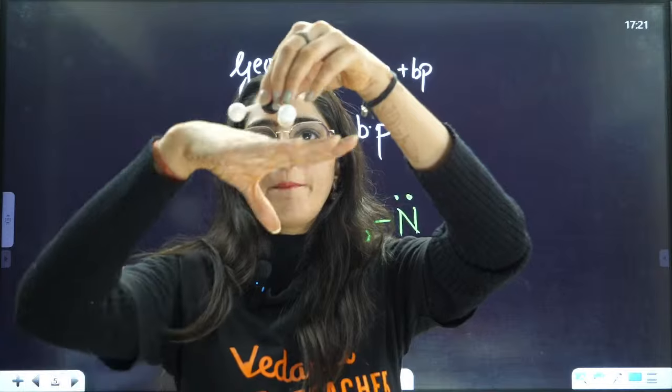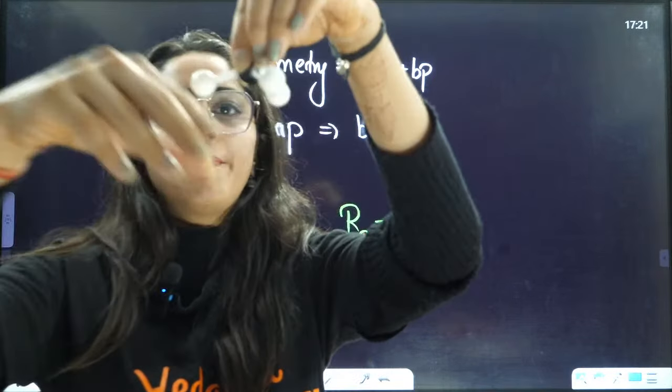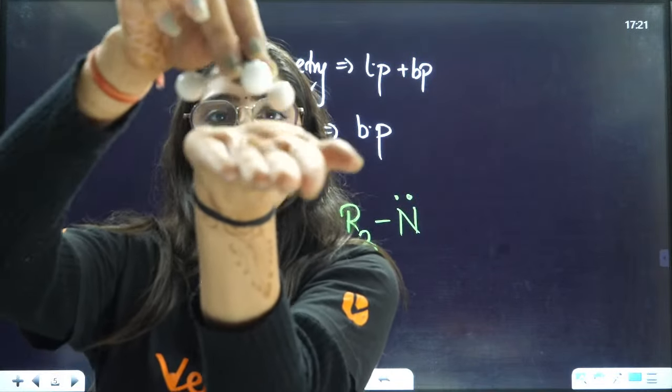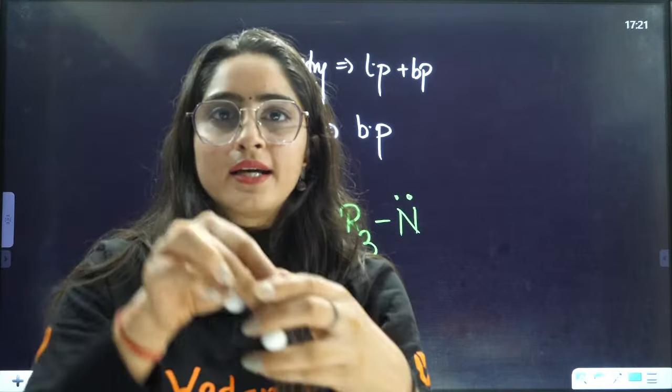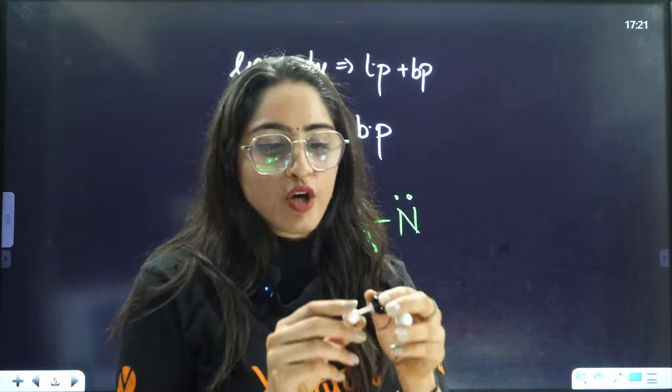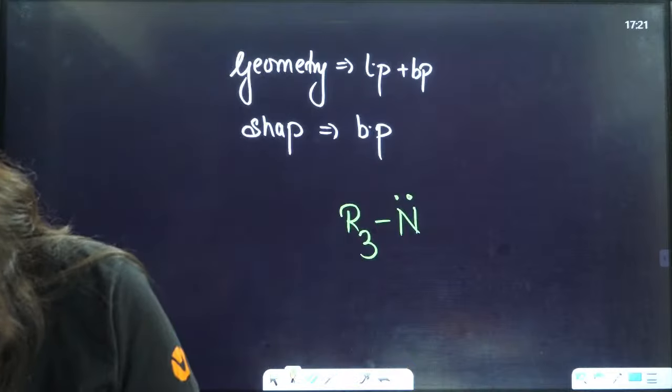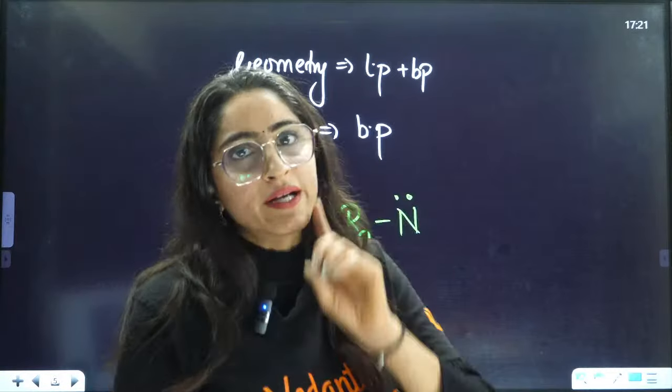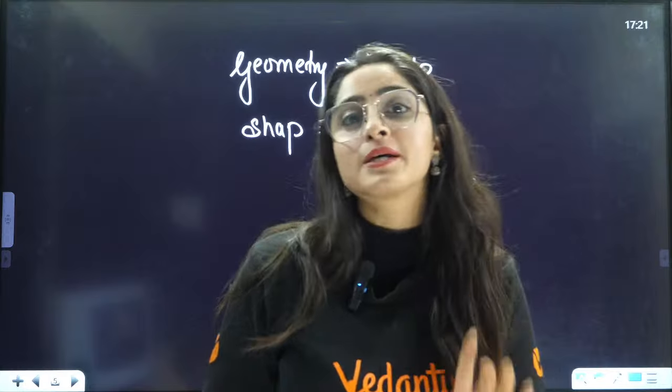This is like a pyramid. Can you see? If I place a plane here, it will be like a pyramid only, right? That is why it is called pyramidal shape. Its geometry is tetrahedral, its shape is pyramidal, right?